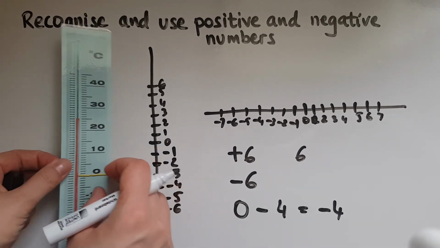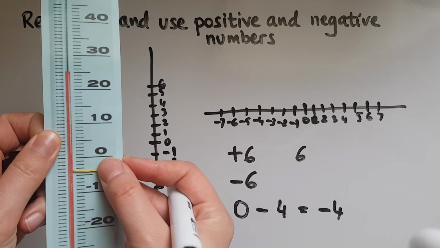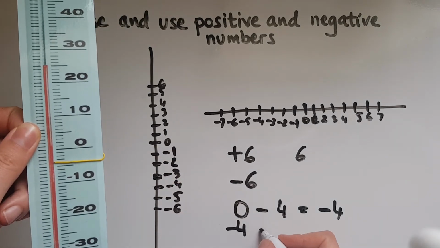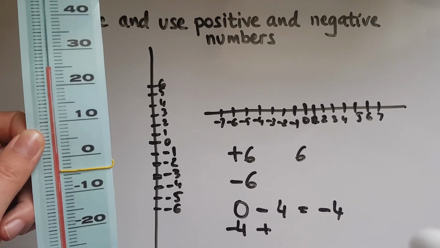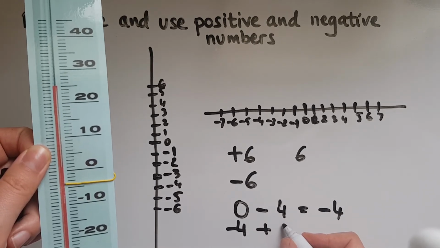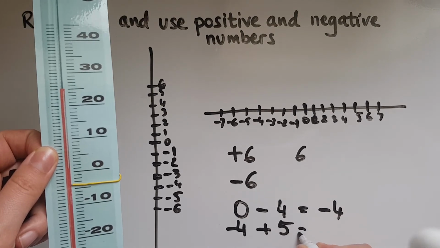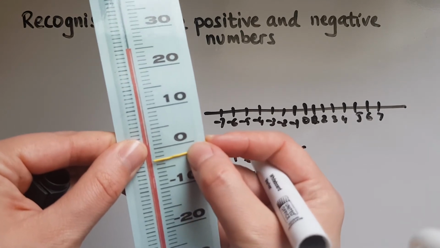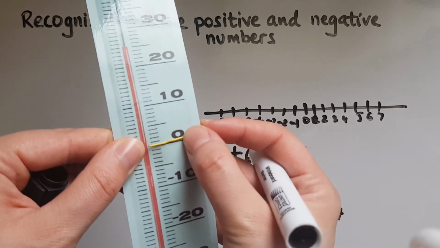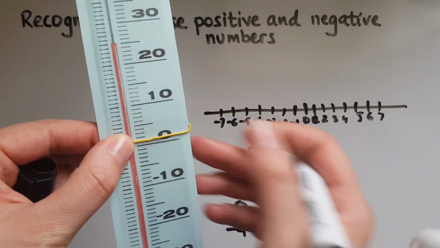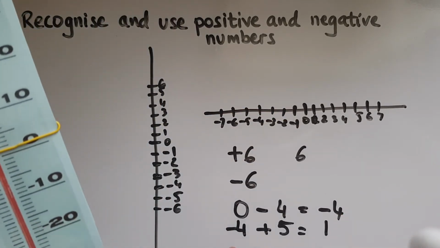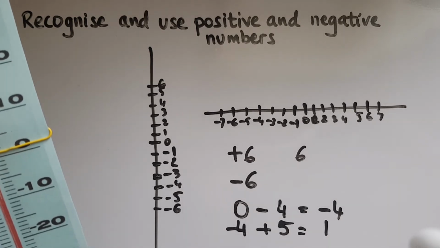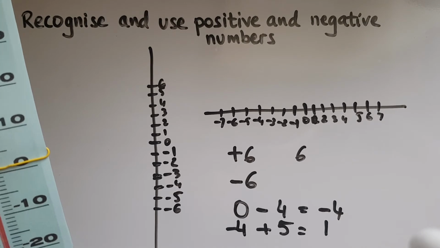And then if we are on -4, if the temperature goes up, let's say by 5 degrees, so we add 5, what's going to happen? So we go 1 step, 2, 3, 4, 5 steps upwards. So from 0 we go to 1. So -4 plus 5 equals 1. Now we are on 1 degree Celsius.